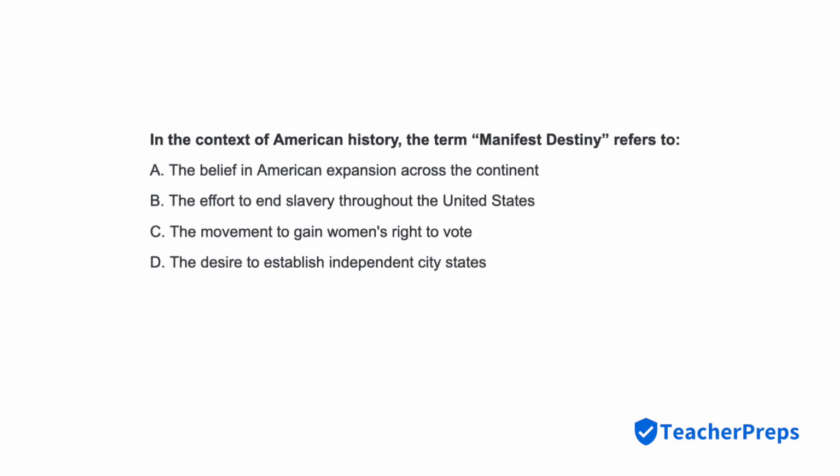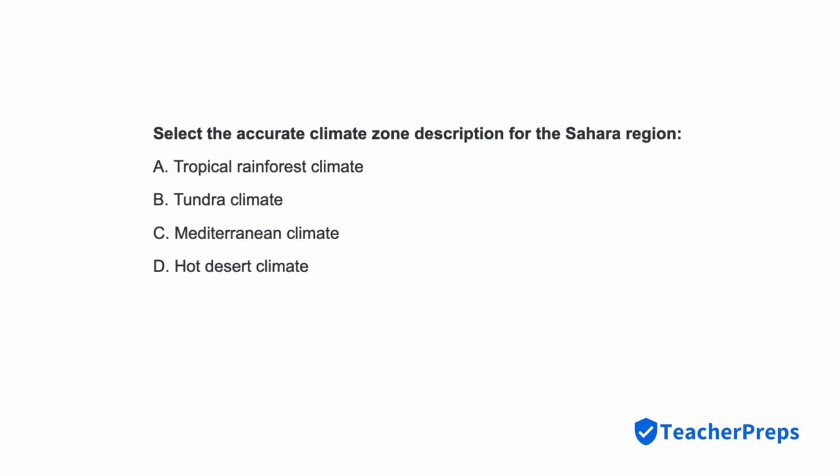In the context of American history, the term manifest destiny refers to... Correct response? Letter A. The belief in American expansion across the continent. Select the accurate climate zone description for the Sahara region. Correct response, letter D, hot desert climate.